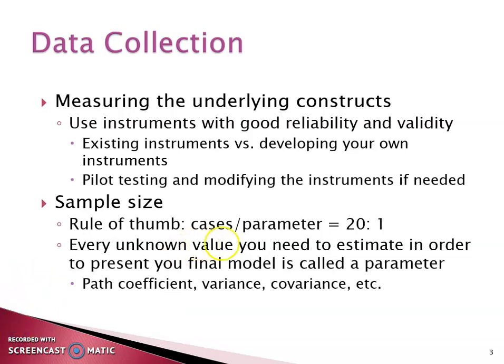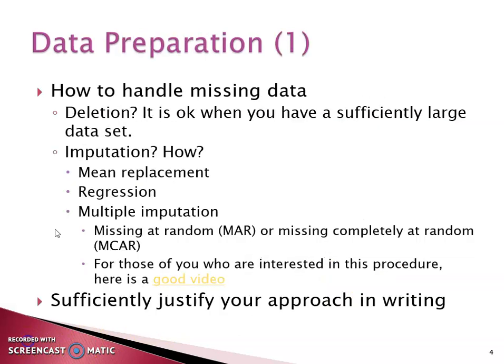Just to make it clear, the parameters are those unknown values in your model that you need to estimate in order to present your final structural model. And they include things like path coefficients, variances, and covariances, etc. Let's say you have finished your literature review, and you presented your conceptual model, you identified the instrument, and collected the data. It's time for you to take time and patience for data preparation.